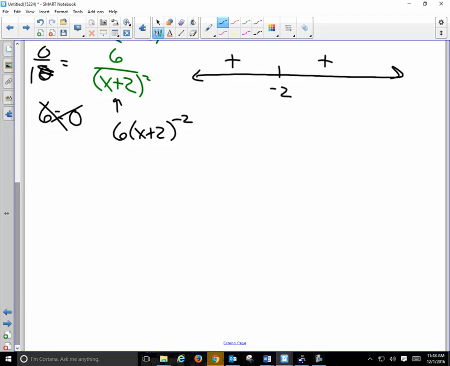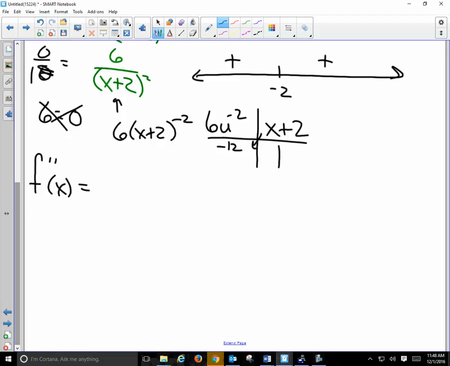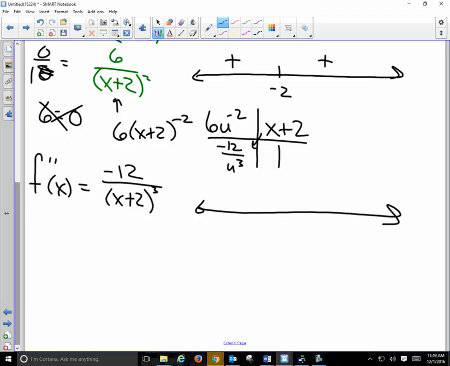What rule would I use then? So f double prime of x will be equal to, use a chain rule. We've got 6u to the negative 2 and x plus 2. Derivative is 1. Derivative is negative 12 over u cubed. So I have negative 12 over x plus 2 cubed. Is that ever equal to 0? No, it's not. It's undefined at negative 2.